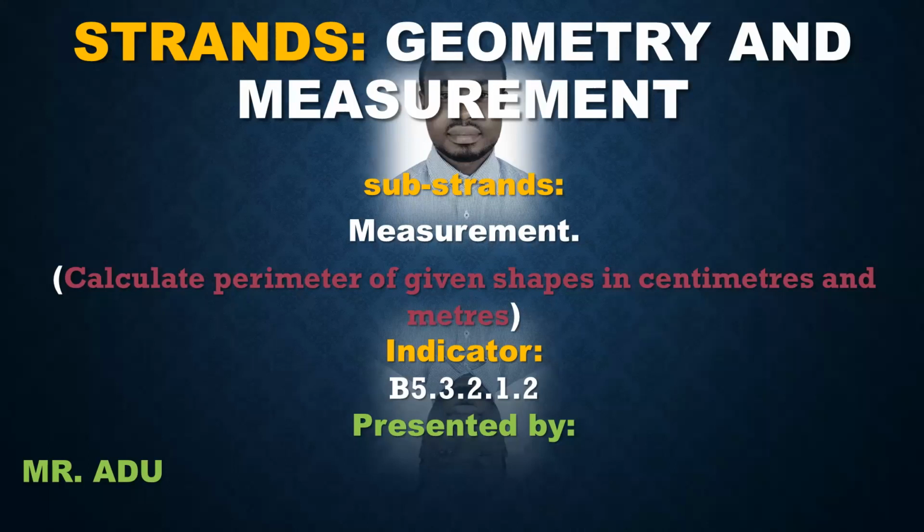Today, our main strands that we are going to talk about are geometry and measurement. Our substrand here is measurement. Under the measurement, we are going to calculate the perimeter of a given shape in centimeters and meters. So you are going to calculate the perimeter, which is the total distance around a given shape.